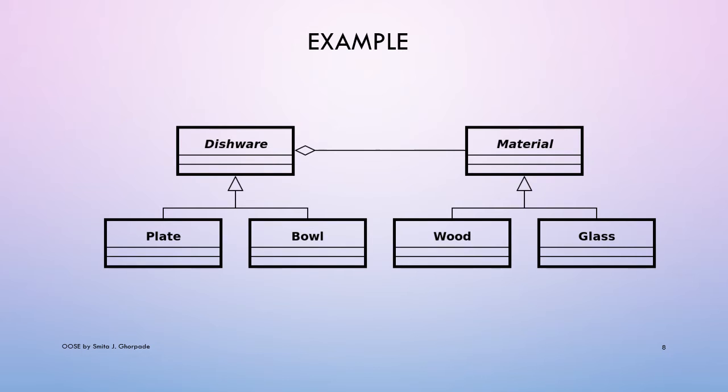Then this is the symbol for aggregation. Aggregation means a material is a subpart of a dishware. Means dishware has a particular material. That material can be wood or glass. Means a dish can have a material that is wooden or glass. So here again the symbol of generalization is used. Material is a general class, and Wood and Glass are subclasses or child classes.